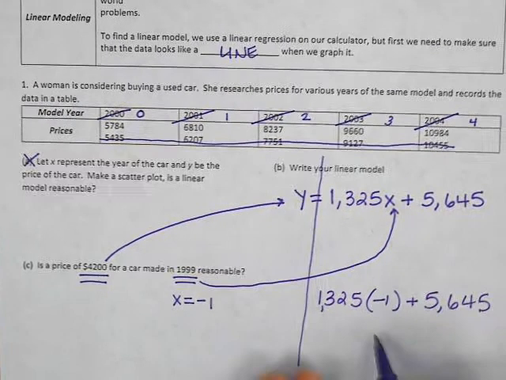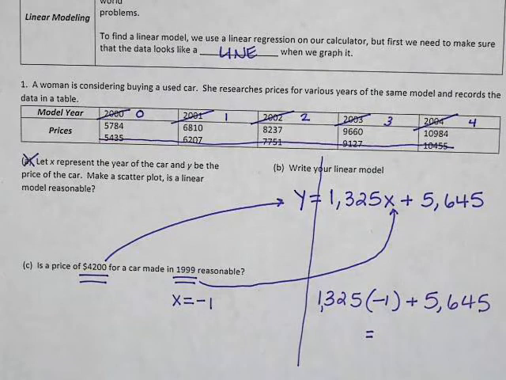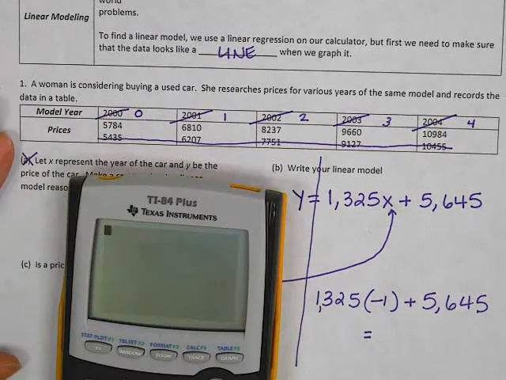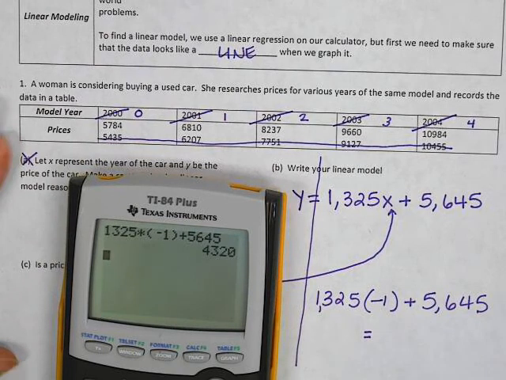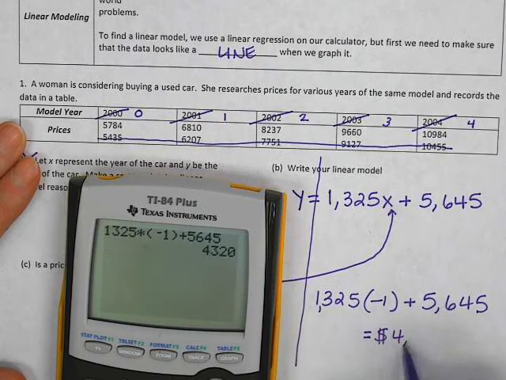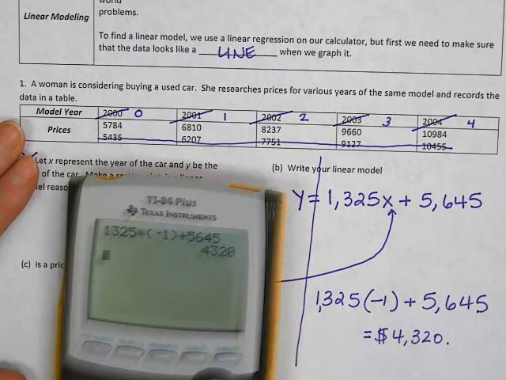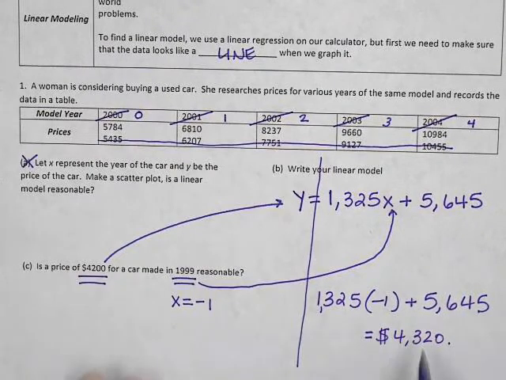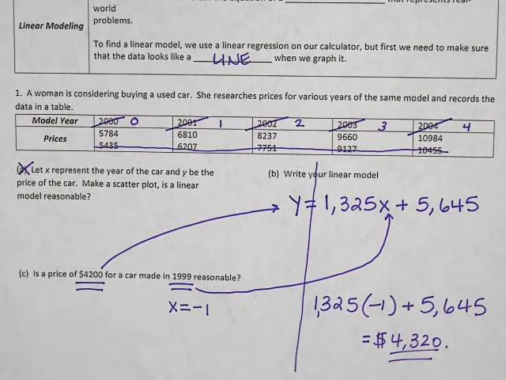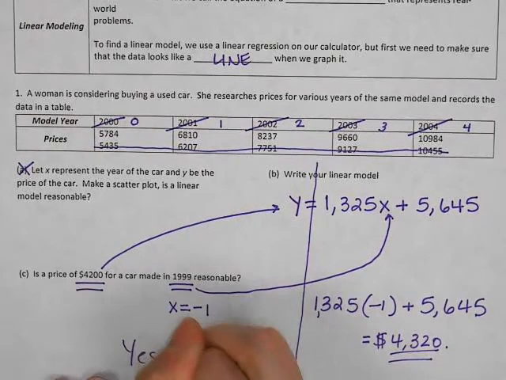Let's see what we get. So 1,325 times negative 1 plus 5,645. You get about 4,320. So they're saying, does that seem reasonable? That's pretty close to this. So I would say yes, that's pretty reasonable.